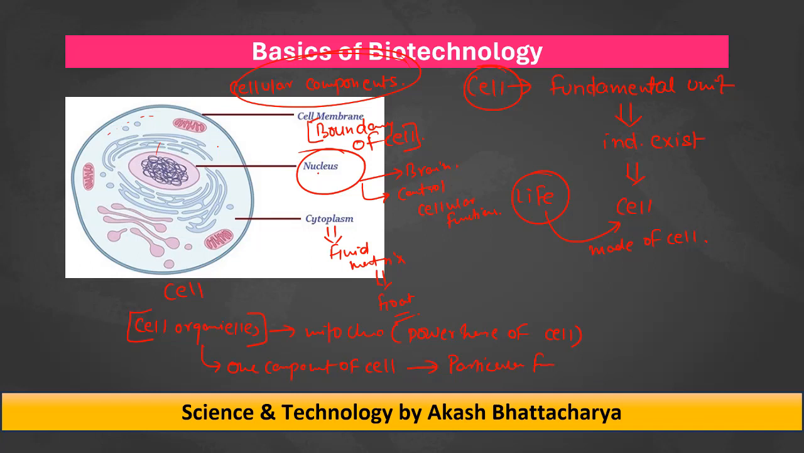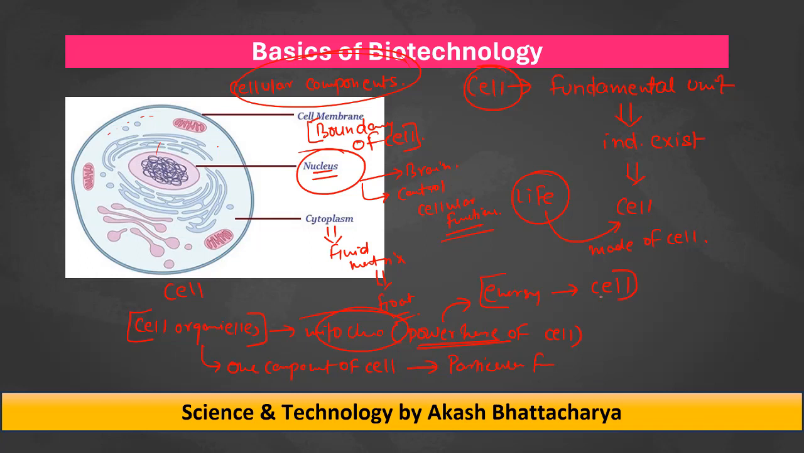For example, the nucleus is there to control the cellular function. The cell membrane is the boundary of the cell. The cytoplasm is the fluidic matrix in which all the cellular components float. If I talk about mitochondria, it is also one of the cell organelles, because it has a specific function. And what is the specific function? It is considered the powerhouse of the cell. What do you mean by powerhouse of the cell? It simply means that it provides energy to whom? It provides energy to the cell. Is this point clear to you?